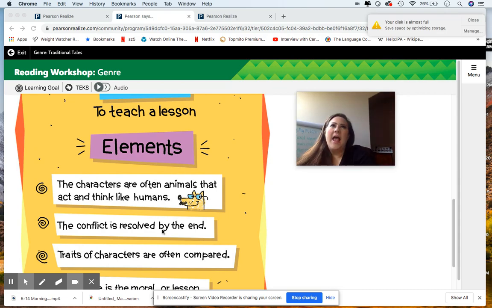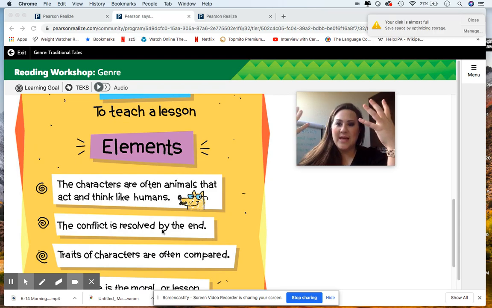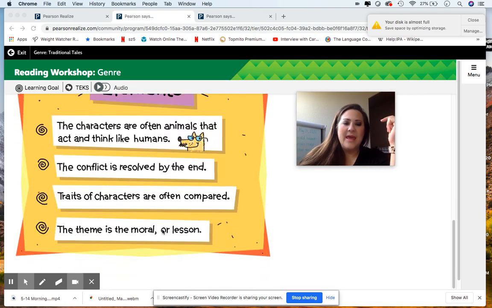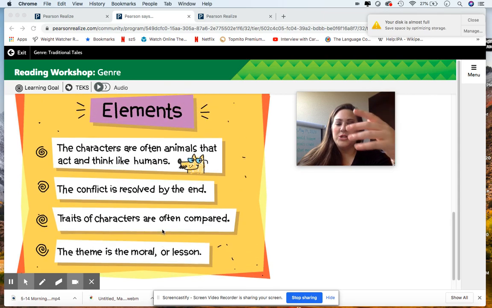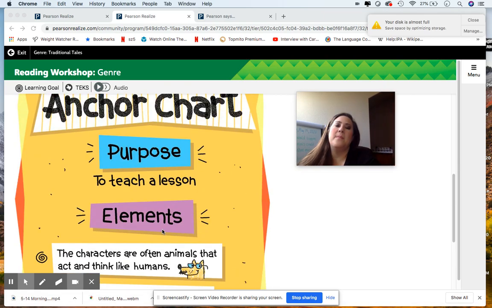You normally have two, like a good character and a bad character. And so these traits of these characters are compared to one another. And then you have the theme, which is your moral or lesson. As we read these, I want you to keep the purpose and element in mind, but also remember this purpose and element when you are reading or writing your own fable.